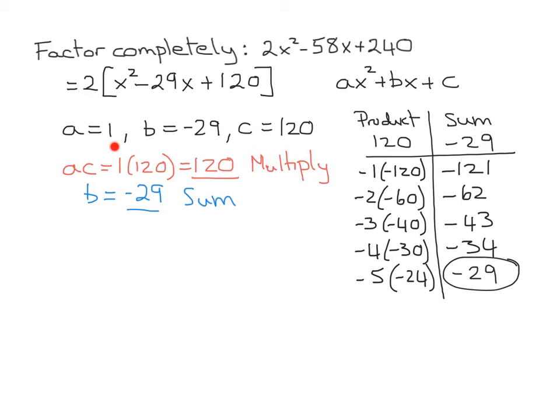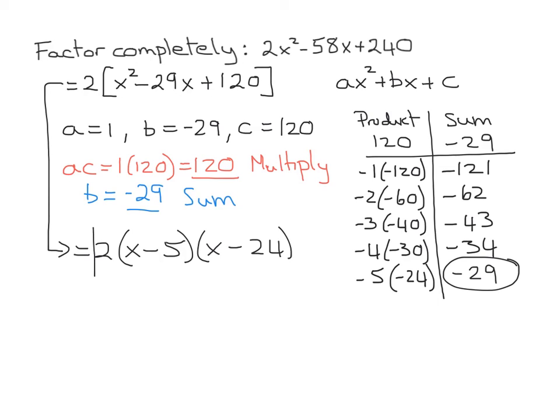As a was equal to 1 in this case, the two factors I want are x minus 5 and x minus 24. The problems are a little harder when a is not equal to 1. So in this case, my trinomial factors to 2 times x minus 5 times x minus 24. And that is the answer when I completely factor this trinomial.